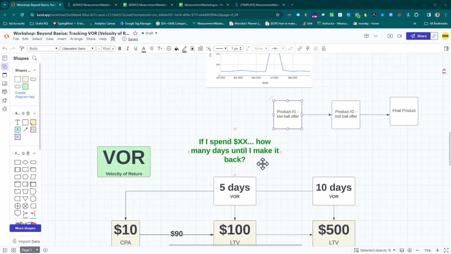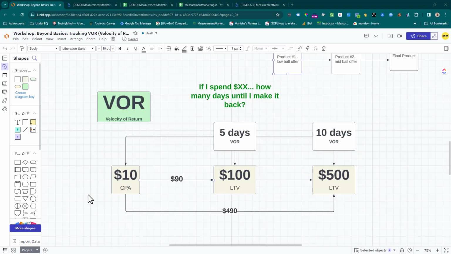As a marketing team works with it, they'll be able to see, okay, we spend this much to acquire this customer, and 5 days in, this is how much, 10 days in, this is the value. They'll be able to look at the data and the dashboard and say, yep, we are making our money back, and it's taking us X number of days to make it back. So as a measurement marketer, you are developing this report mainly for your marketing team.